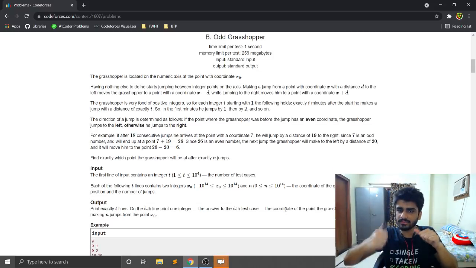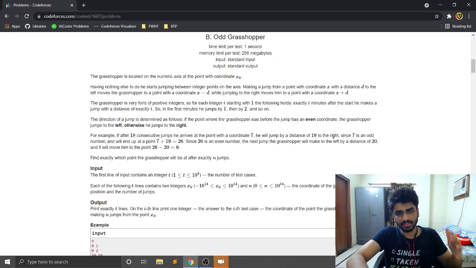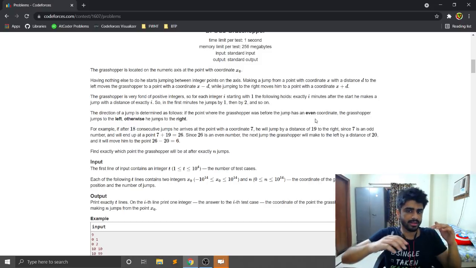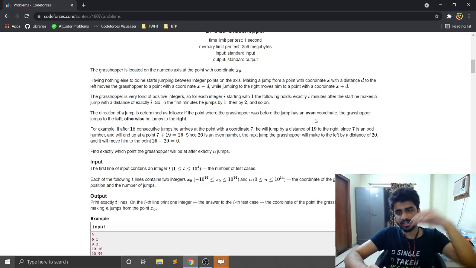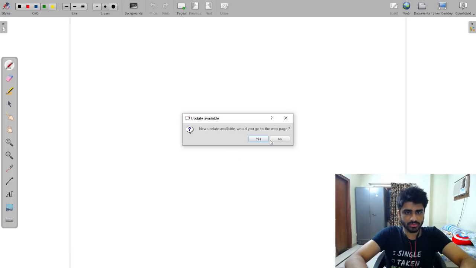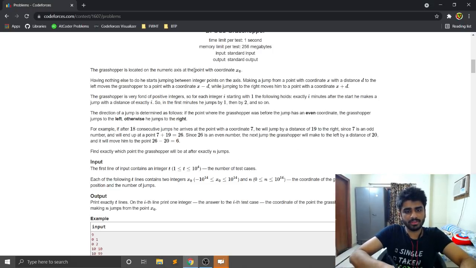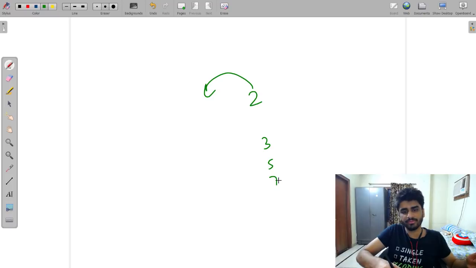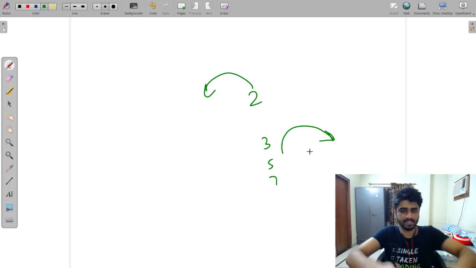But the direction, whether we jump left or right, is determined by the coordinate at which we are currently present. If we are on an even coordinate, then we will jump towards the left. Otherwise, we will jump towards the right. Depending upon the position that we are at, for example, if we are at 2, whatever distance we jump, we will jump towards the left. And if we are at 3, 5, or 7 or anything odd, then we will jump towards the right.